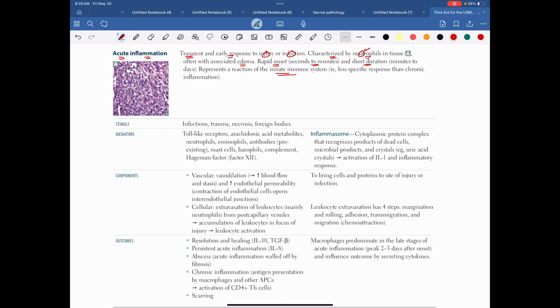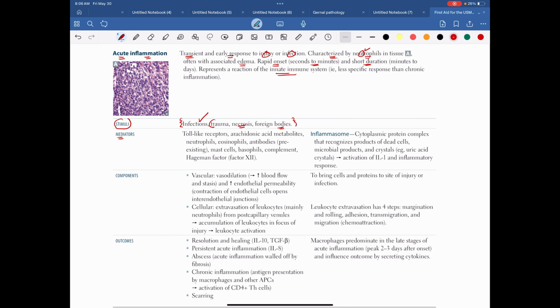Then after that, we have to understand what the stimuli are, like how the inflammation is going to occur, what are the causes that can lead to inflammation. So if there is infection in your body, that can lead to inflammation. Then if there is trauma, that trauma will lead to cell injury, and that cell injury can lead to inflammation. Then necrosis, then foreign bodies. So all these are stimulatory signals for inflammation. Whenever in your body there is infection, trauma, necrosis, or foreign bodies, that can lead to inflammation.